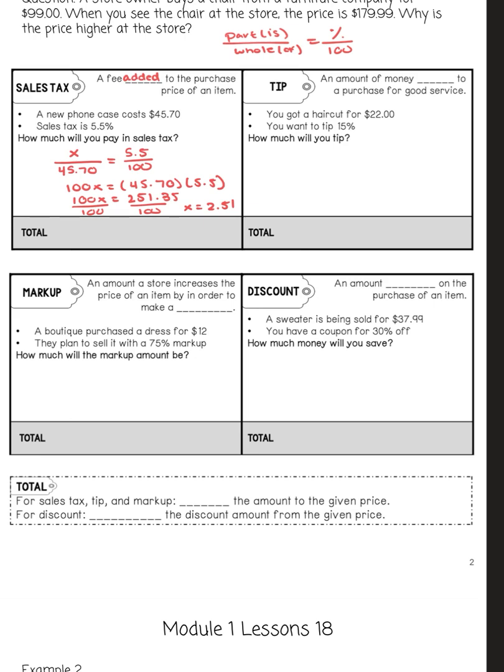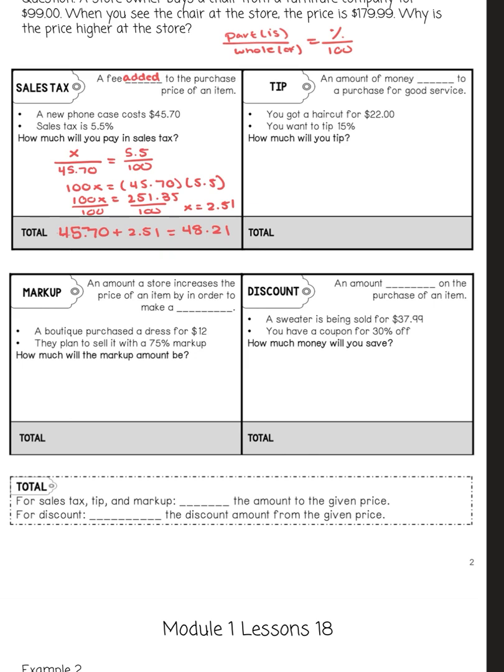So here we see that we have $45.70 plus $2.51, which is our sales tax, which brings the total to $48.21. So with the sales tax added on, you will pay $48.21 for the new phone case.